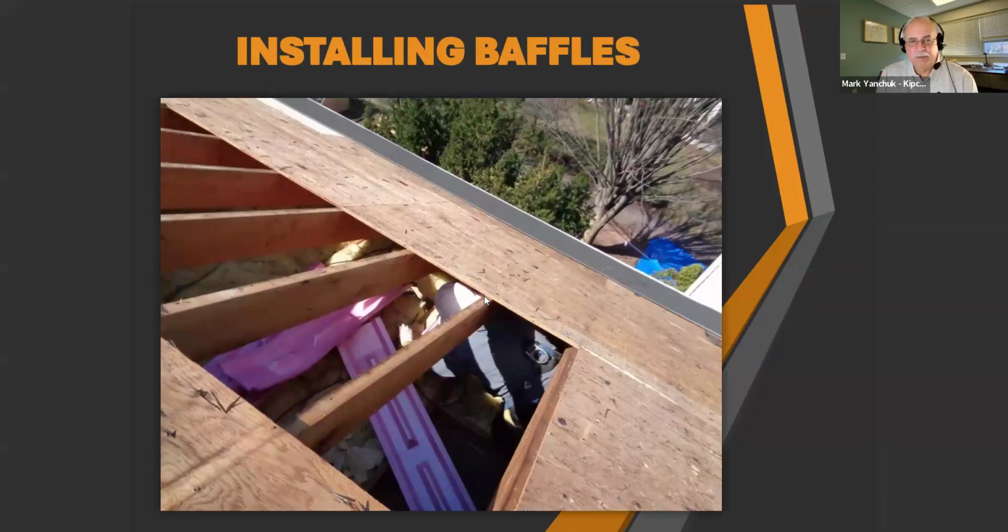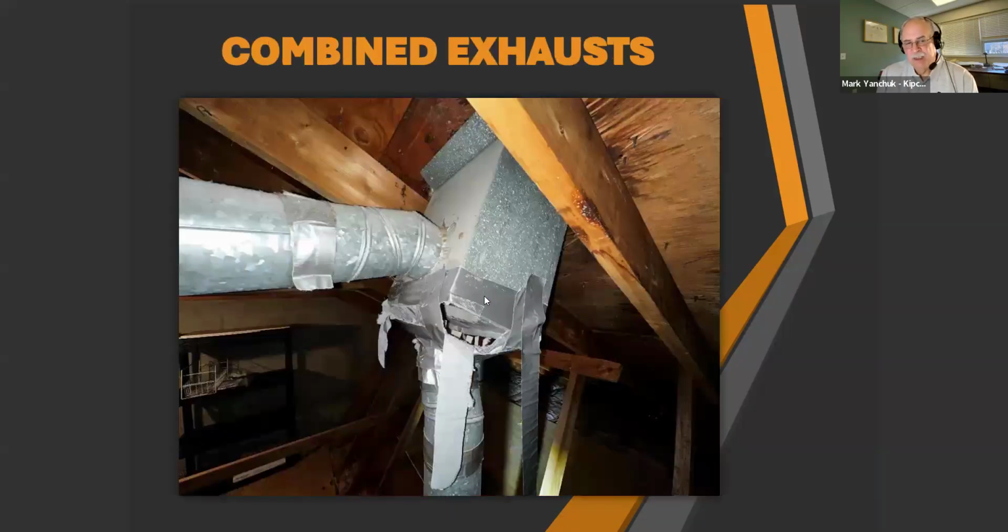In order to get proper attic ventilation, if you don't have insulation baffles, you'll be installing them. The only way to properly do this is to remove a sheet of plywood and get into the attic and do that. Here's an example of some exhaust vents that were ducted to a plenum and then discharged outside. Obviously, you can see that there could be some cross-contamination if one exhaust is running and the other is not, where the exhaust can then backflow into the other exhaust.